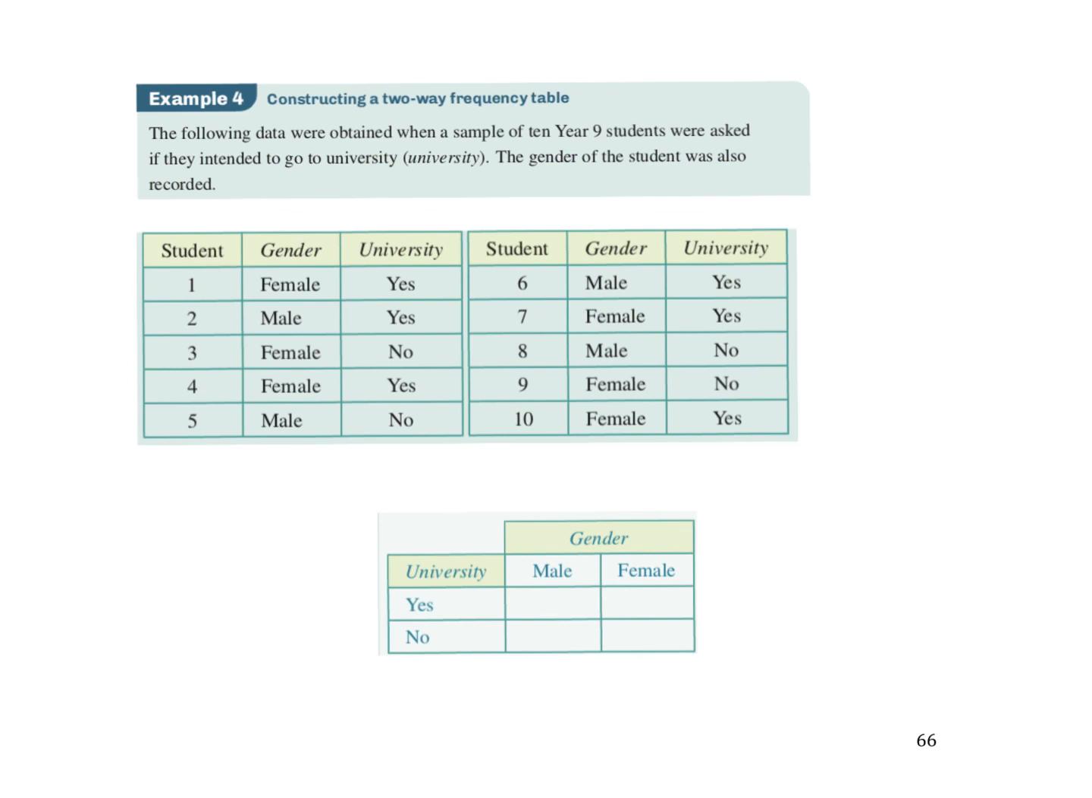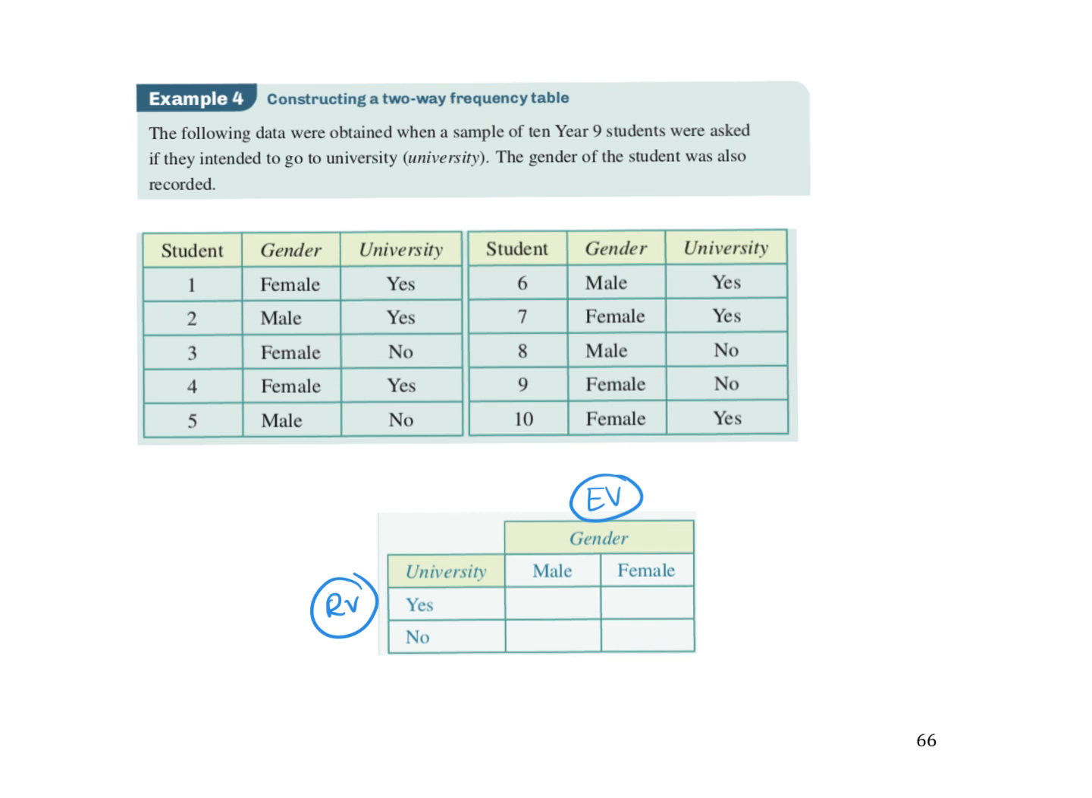So let's do this example. The following data were obtained when a sample of 10 Year 9 students were asked if they intended to go to university. The gender of the student was also recorded. Okay, so we want to set up a two-way frequency table. You can see the explanatory variable would be gender. Gender's not going to change all of a sudden because you're going to university or whatever. So this one's the response variable.